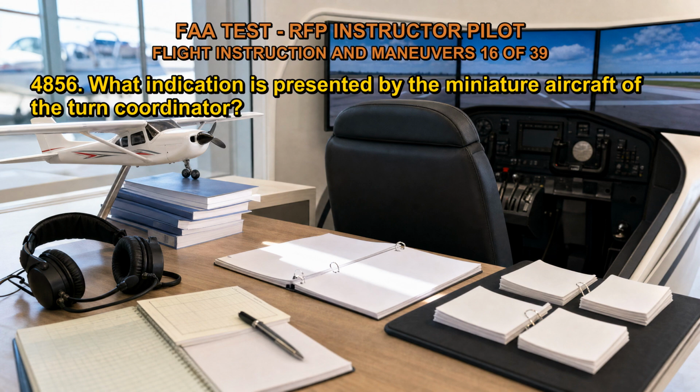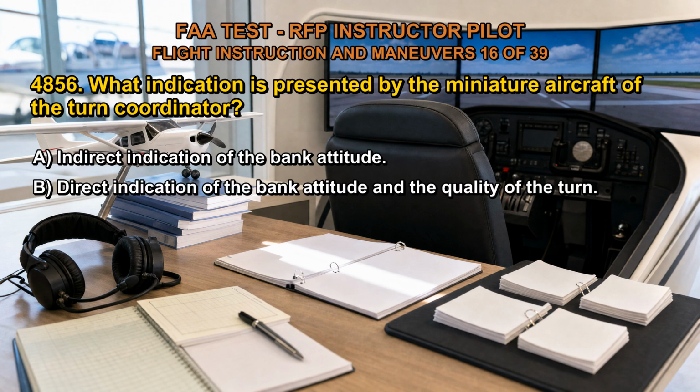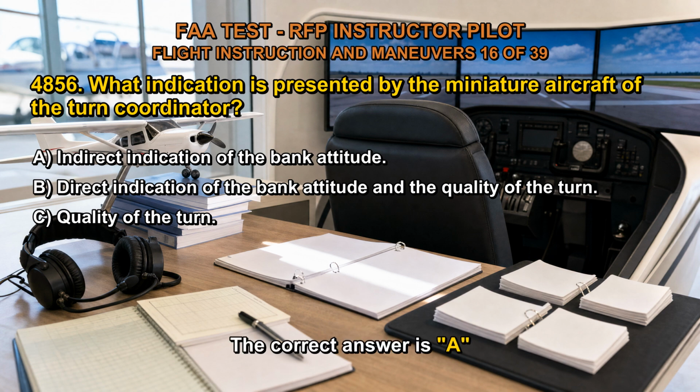4856. What indication is presented by the miniature aircraft of the turn coordinator? A. Indirect indication of the bank attitude. B. Direct indication of the bank attitude and the quality of the turn. C. Quality of the turn. The correct answer is A.